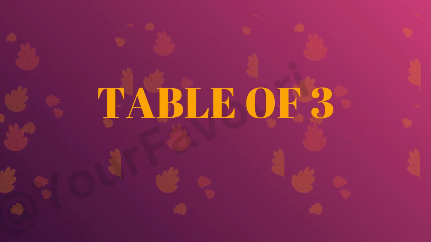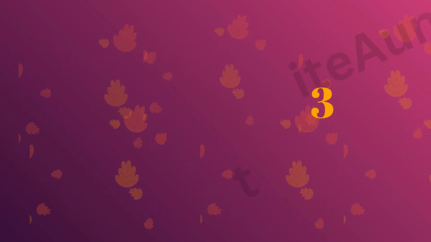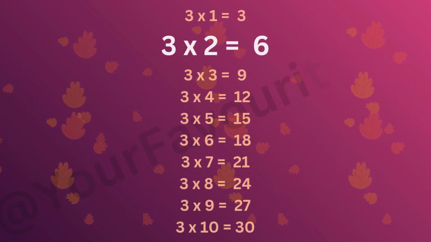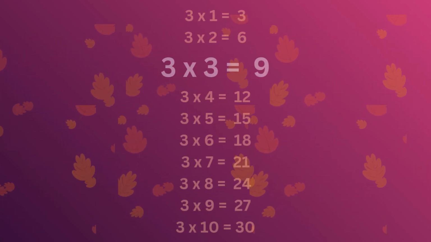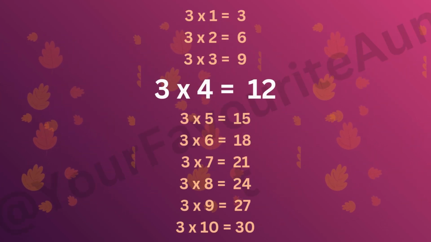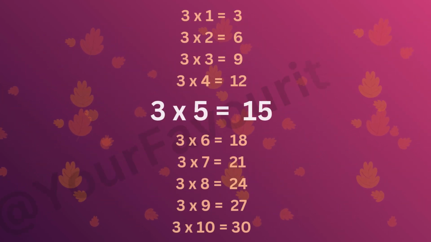Let's start the table of 3. 3 times 1 is 3. 3 times 2 is 6. 3 times 3 is 9. 3 times 4 is 12. 3 times 5 is 15.